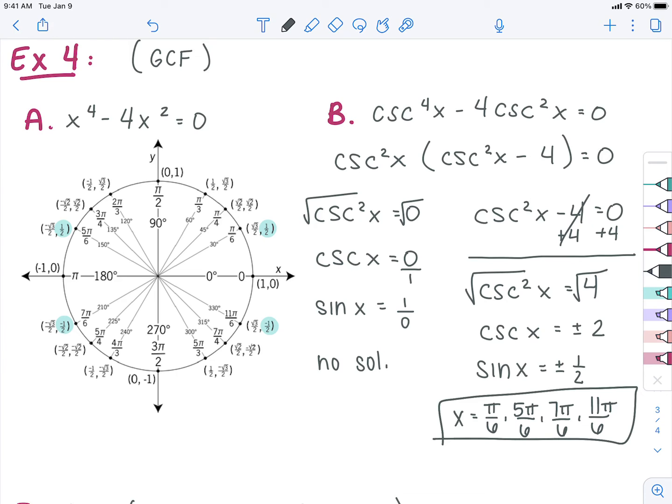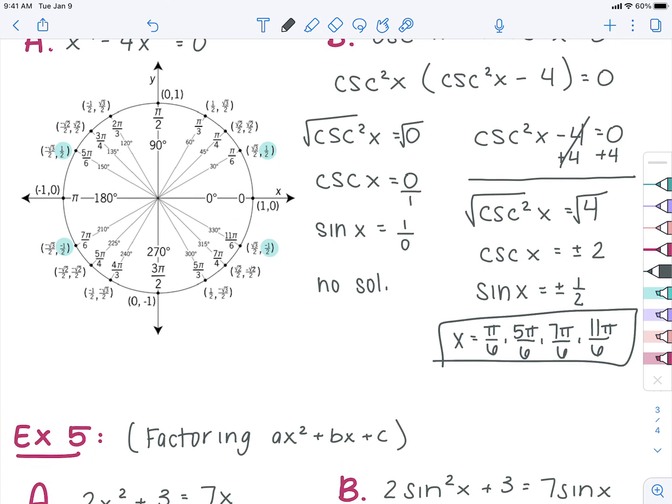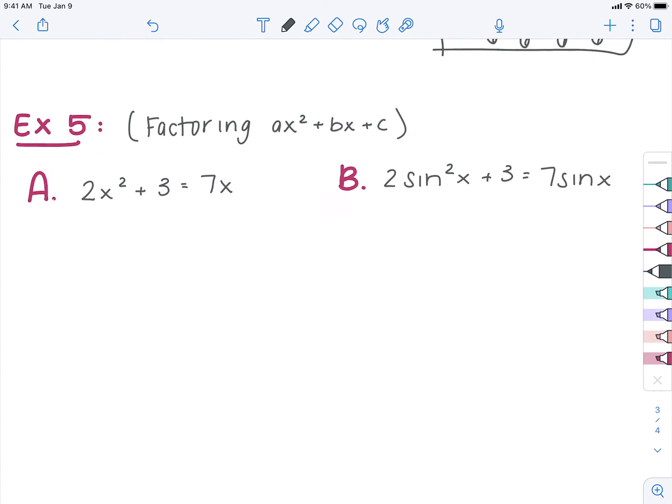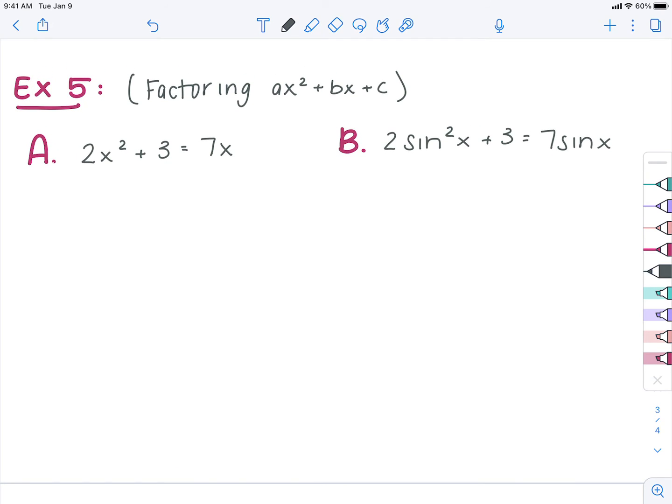I want to show you one more that needs the bottoms up method. Factoring when you have an actual number in front of your x squared. It's not just x squared. So if I had given you 2x squared plus 3 equals 7x, and I asked you to solve 2x squared plus 3 equals 7x.